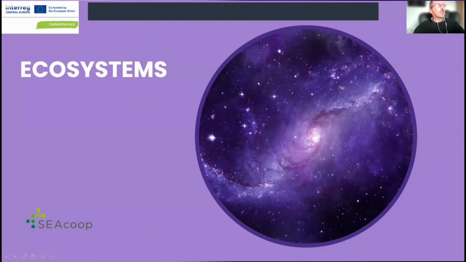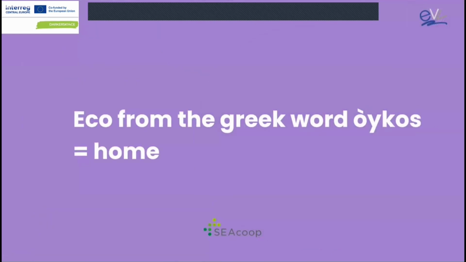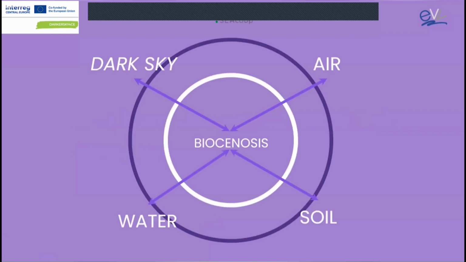So let's talk about ecosystems. First of all, when we use the word ecosystems, we use also a part of this word. It comes from the Greek word oikos, that means home. So we are talking about our home. And this home is made of many things that are biotic things and abiotic things.